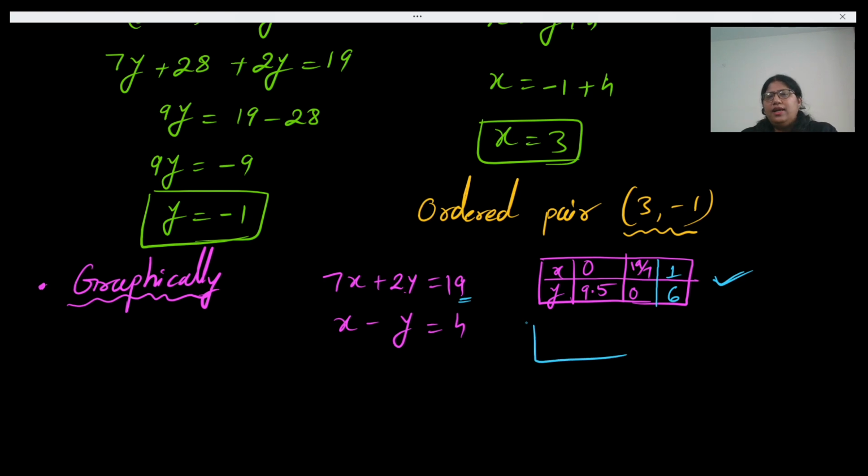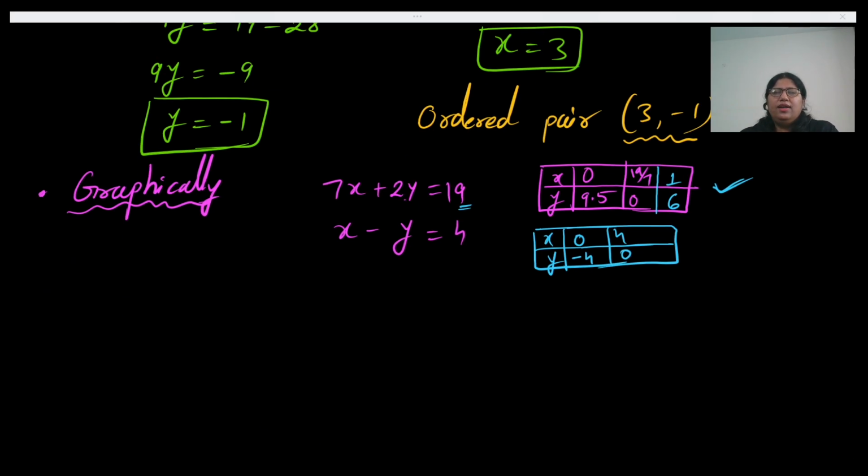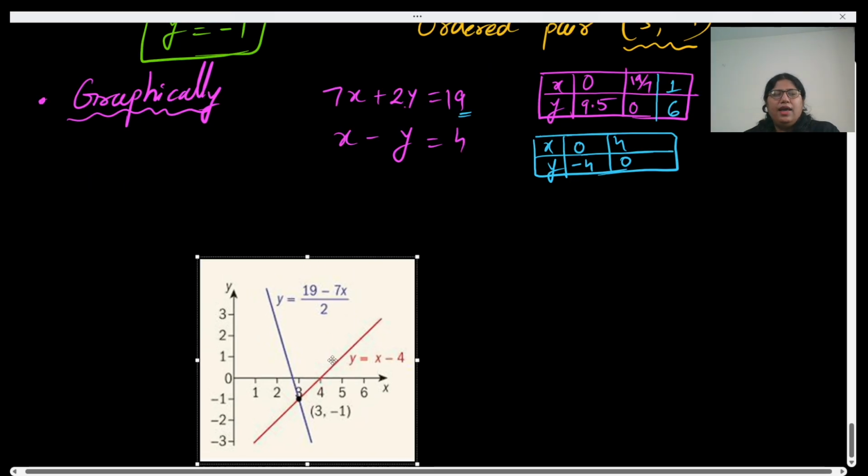Similarly, for the second equation, I can get ordered pairs, a minimum of 3 solutions or the x and y intercepts. So if x is 0, y is minus 4. If y is 0, x is 4. So these are the two solutions. If I draw the graph for this, the graph is like this, right?